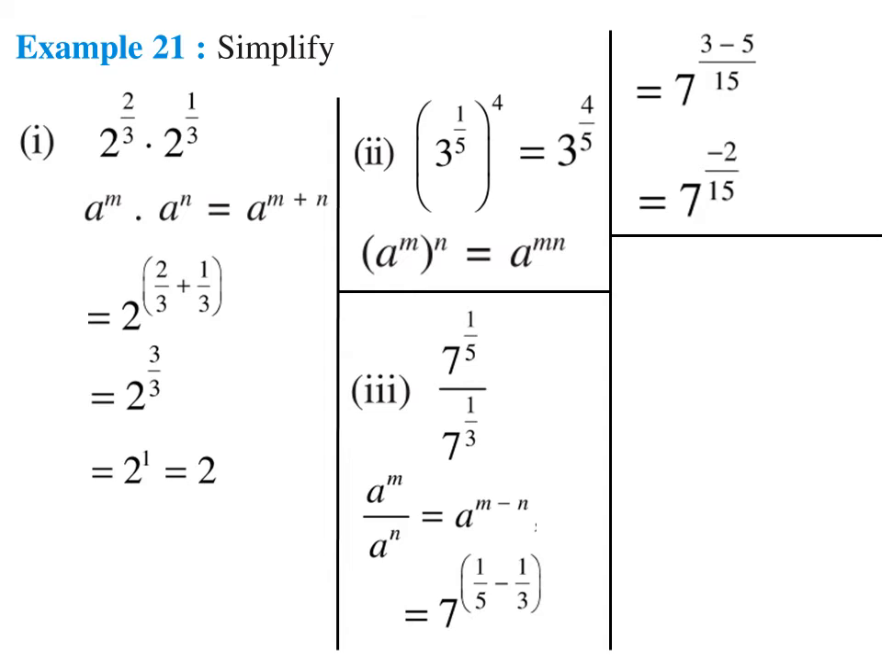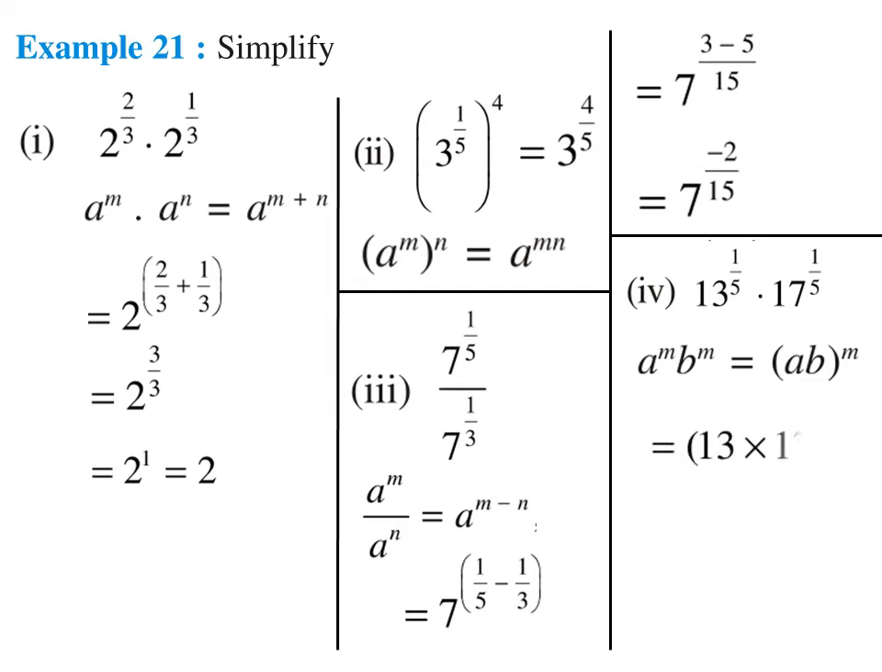Now the fourth question is 13 to the power 1 by 5 into 17 to the power 1 by 5. For this question we will apply the property a to the power m into b to the power m becomes a into b whole to the power m. So we just have to multiply 13 into 17. In this step it can be written as 13 into 17 whole to the power 1 by 5. Now 13 into 17 will become 221 to the power 1 by 5. So by using this property you can simplify this kind of question.